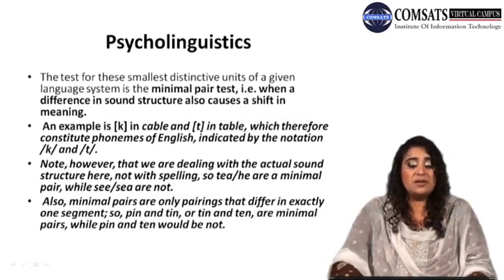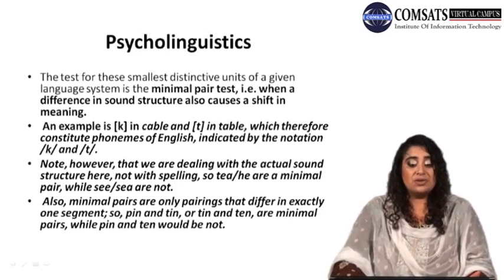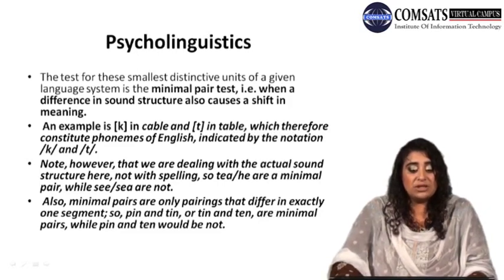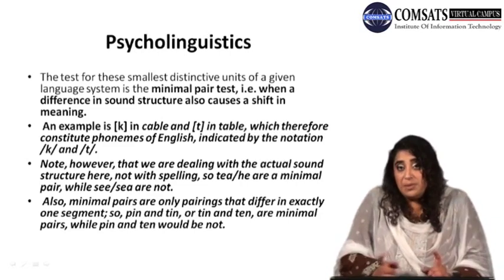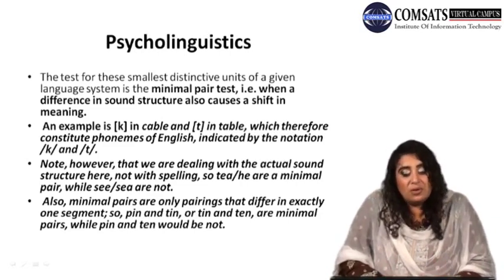The test for these smallest distinctive units of a given language system is the minimal pair test. For example, when a difference in sound structure also causes a shift in meaning, an example is K in "cable" and T in "table", which therefore constitute phonemes of English, now indicated by the notation /k/ and /t/. Note, however, that we are dealing with the actual sound structure here, not with the spelling. So "tea" and "he" are a minimal pair, while "cc" are not.